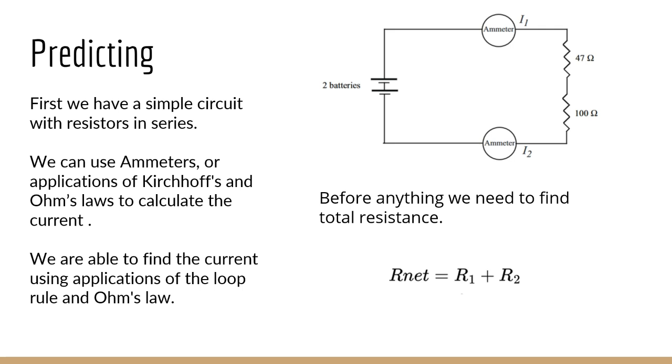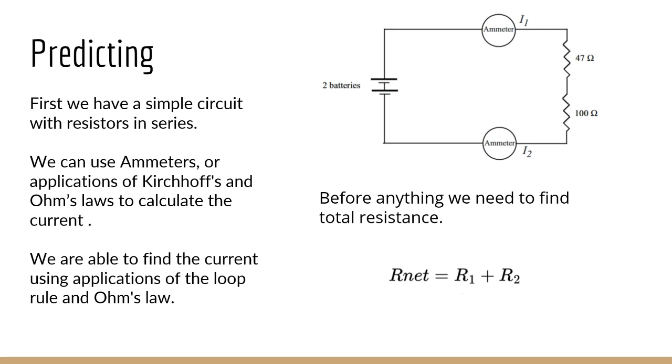So first we have a simple circuit with resistors in series powered by two 1.5 volt batteries, so in total that'll be 3 volts. We can use ammeters, or we can use applications of Kirchhoff's laws, which is the node rule and loop rule, along with Ohm's law to calculate the current. So we don't need the ammeter, but it's useful to have to check our data.